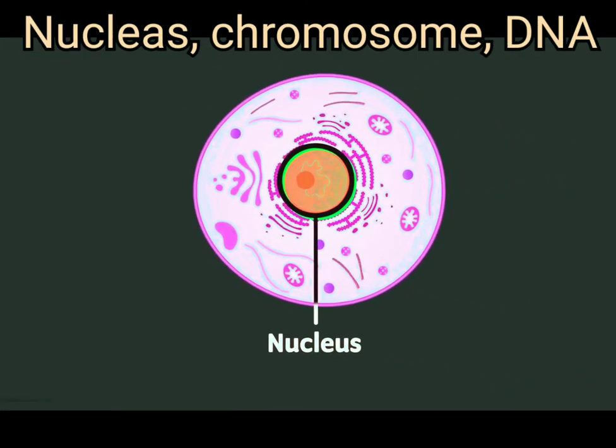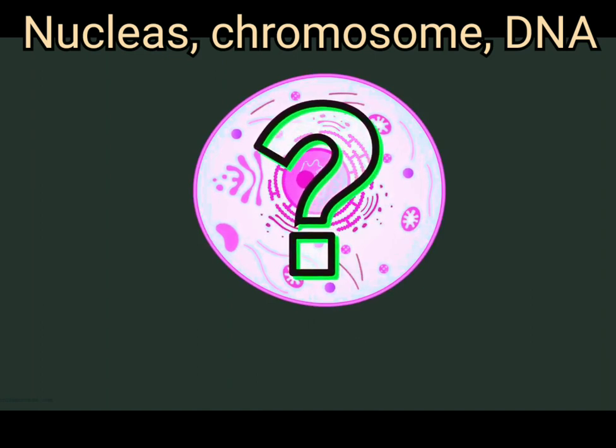The nucleus is the controlling unit for every organelle. Located right at the center of the cell, it governs the functions of the other organelles. But how does it regulate the activities of other organelles? Let's try finding it out in this video.